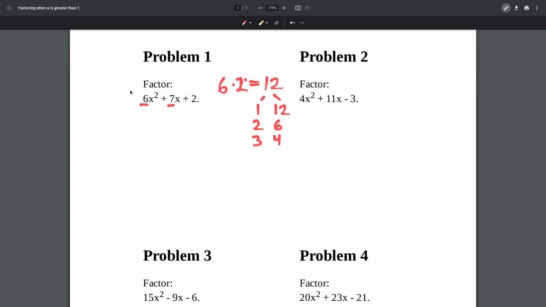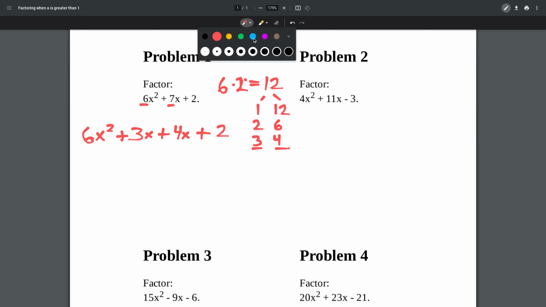So now we're going to rewrite this quadratic here into 6x squared plus 3x. So I'm using this first number here, and I'm breaking apart this 7x here, plus 4x, which is this number here. So I've just changed 7x to 3x plus 4x, so it's the same thing. I'm just rewriting this, which we can do. And then we have the plus 2 on the end.